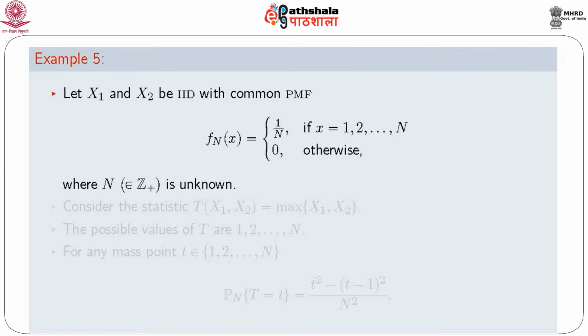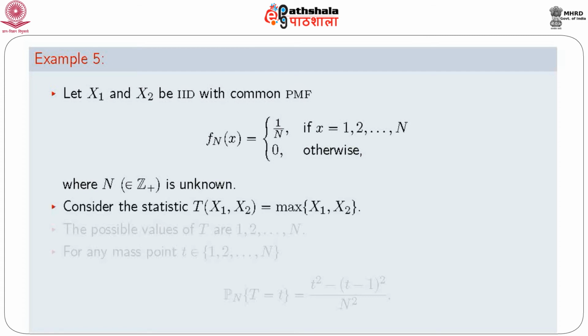Let X1 and X2 be independently and identically distributed random variables, each with common PMF f_N(x) equals 1 by capital N if x equals 1 to capital N, 0 otherwise. This is called the discrete uniform distribution. Here the random variables X1 and X2 can take the values 1 to N, each with probability 1 by N. Here the unknown parameter N can take some positive integral values.